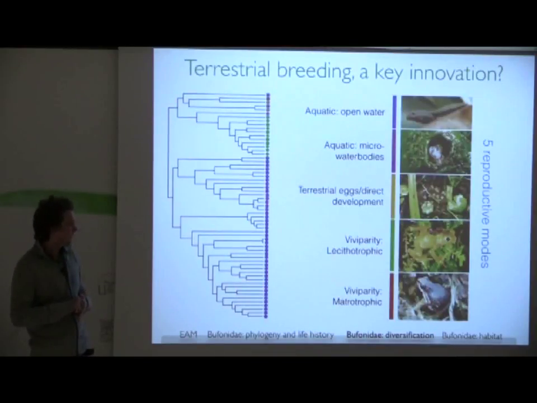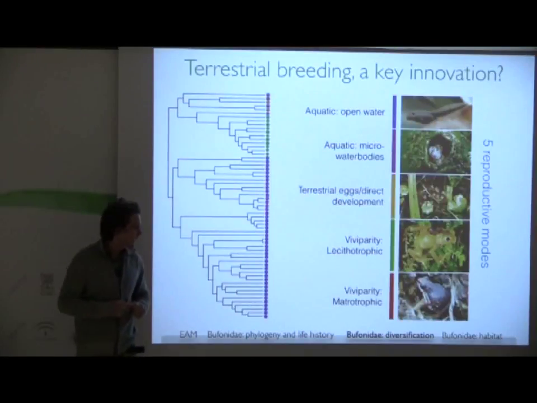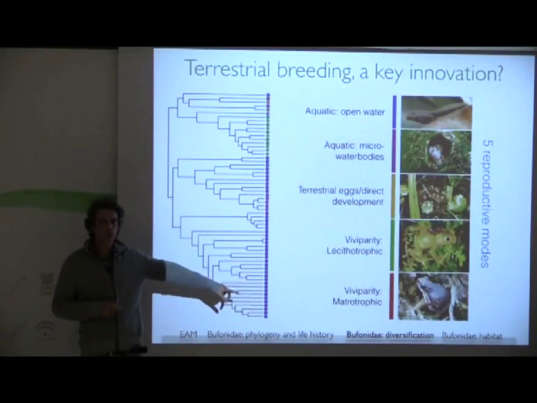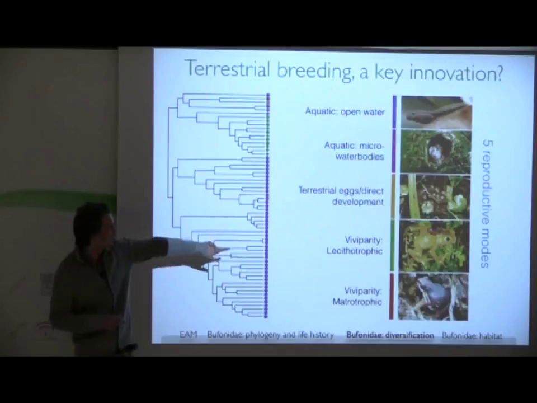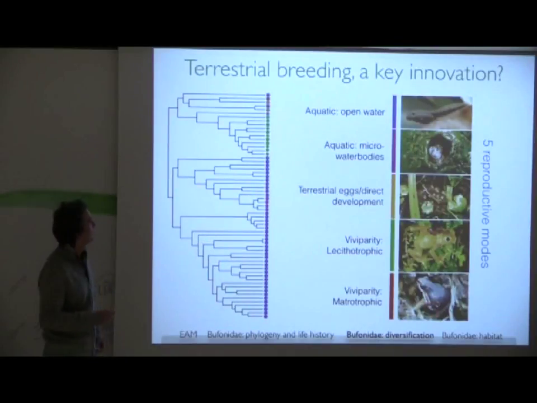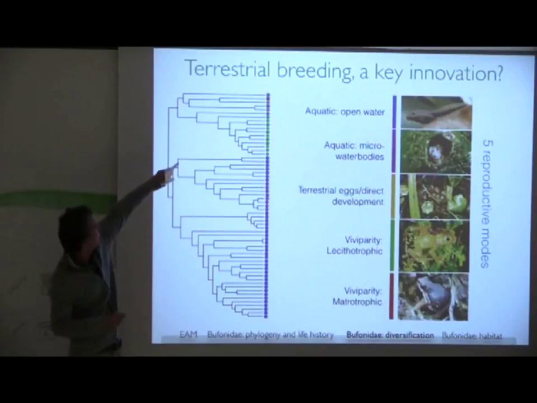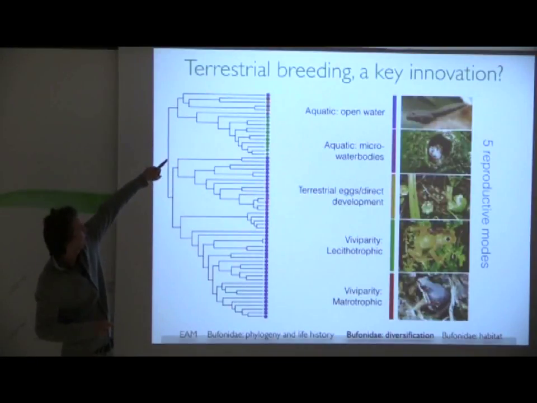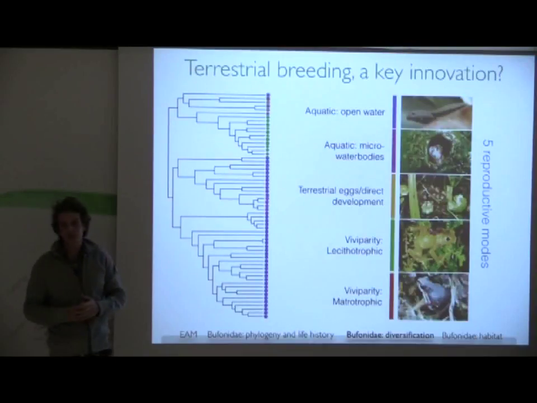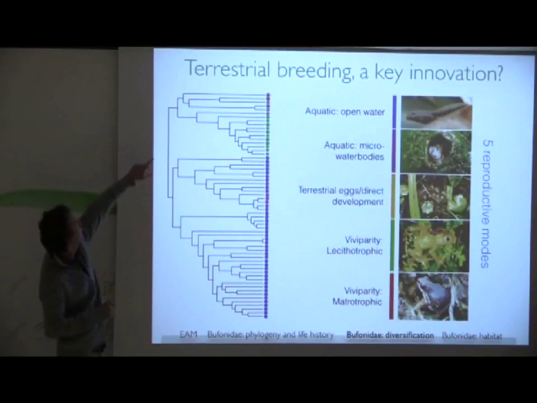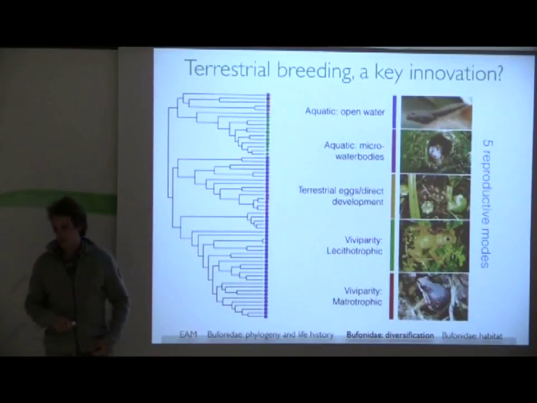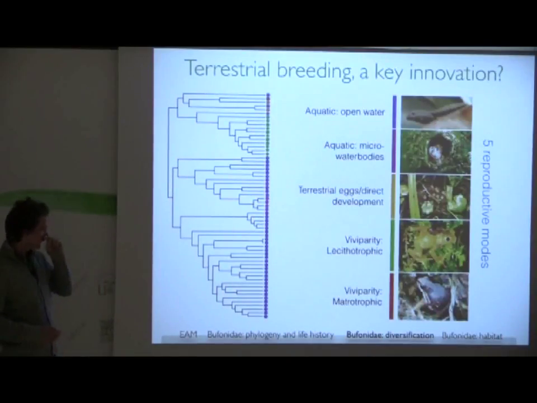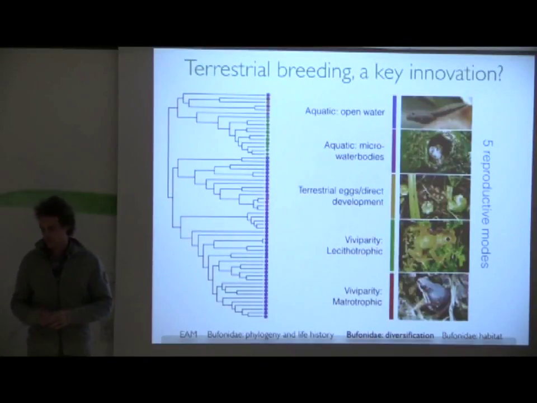And that in itself is quite interesting because for a long time it was thought that this matrotrophic viviparity was a direct evolutionary derivative of lecithotrophic viviparity. But what we could actually show, so here we have the green lecithotrophs and the red matrotrophs, is that they've been evolving independently for something like 20 million years. Ancestral trait reconstructions have suggested that their common ancestor was aquatic. So they don't share a very similar evolutionary history.